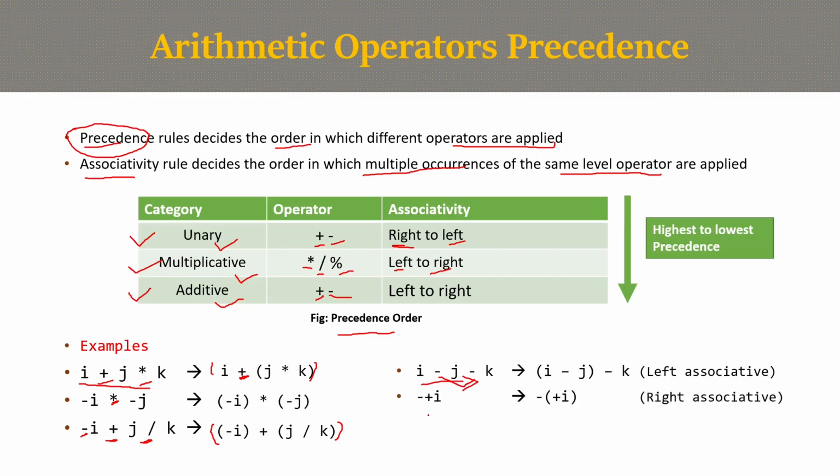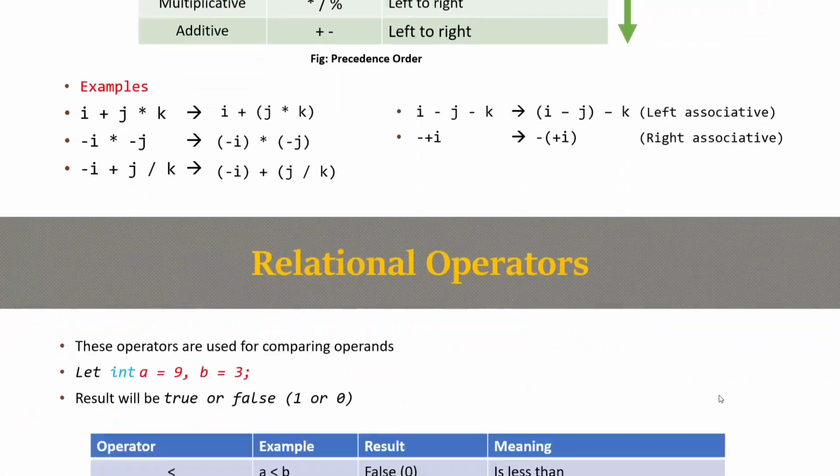Now we have another example, with unary minus and unary plus. Which one do we evaluate first? For the unary operators, the associativity is from right to left. So here we go from right to left. We will be calculating the plus i first, then the minus i. So this is right associative, going from right to left.